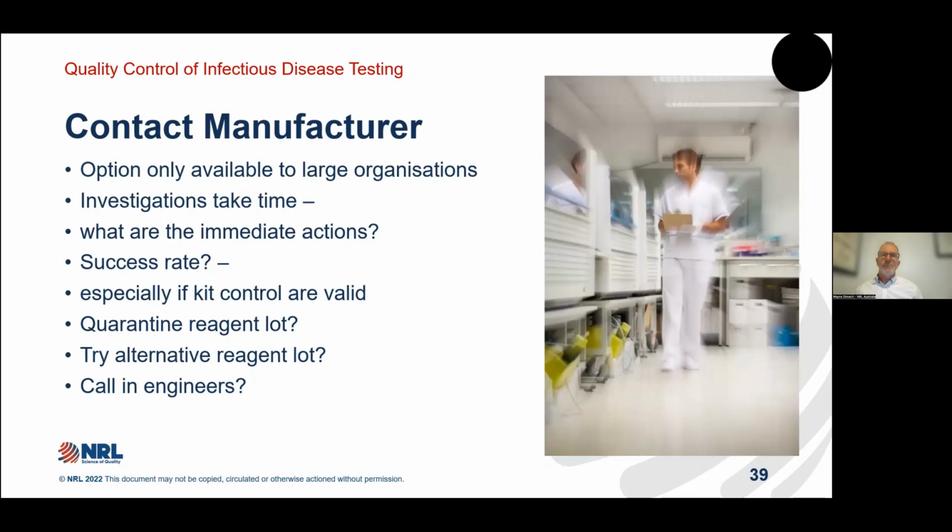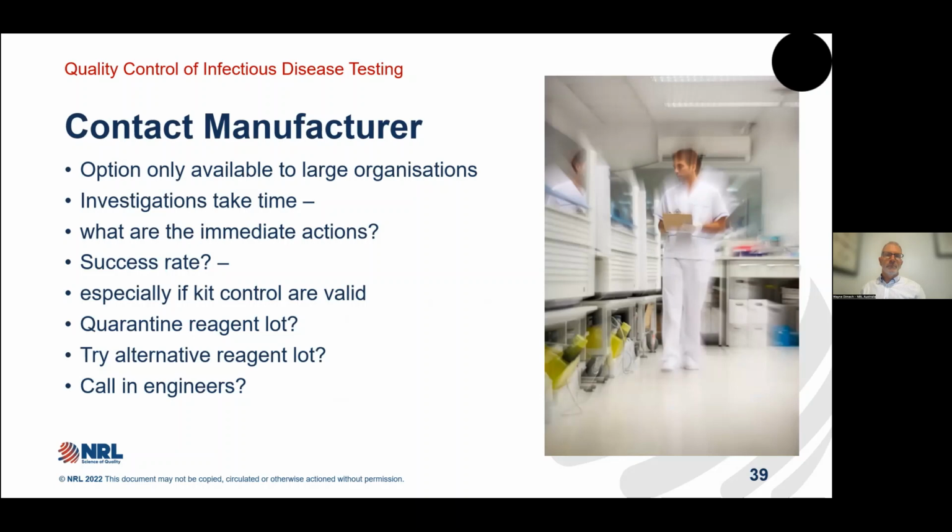When contacting an assay manufacturer, this option is often only available to large organisations that have good relationships with the assay manufacturers. The investigations take a lot of time, and what are the immediate actions that can be taken? What's the success rate of any investigations that take place? Typically, these are relatively poor in finding root cause, especially if the assay is performing as expected by assay manufacturer expectations. Typically, their kit controls are valid.